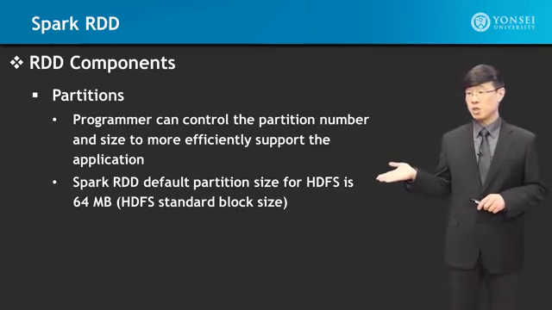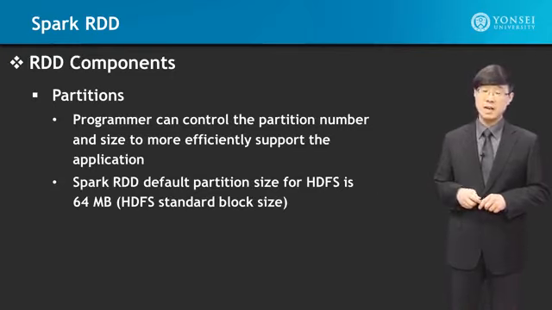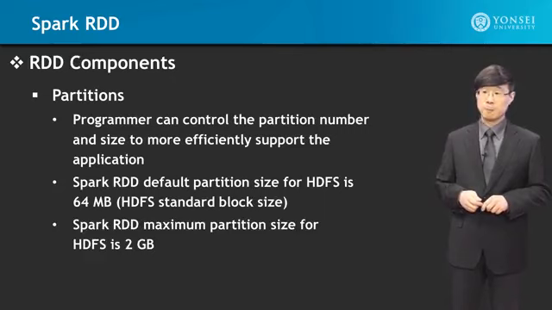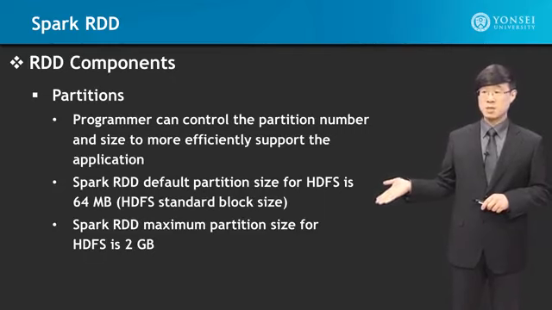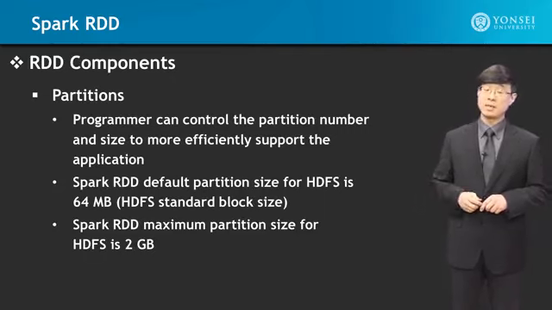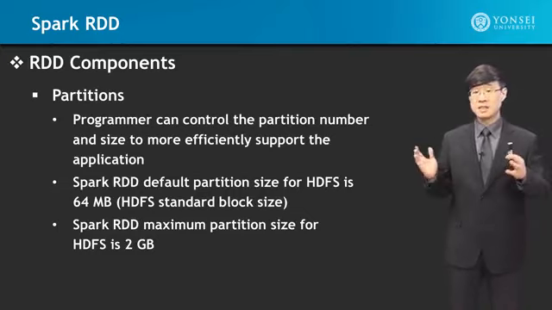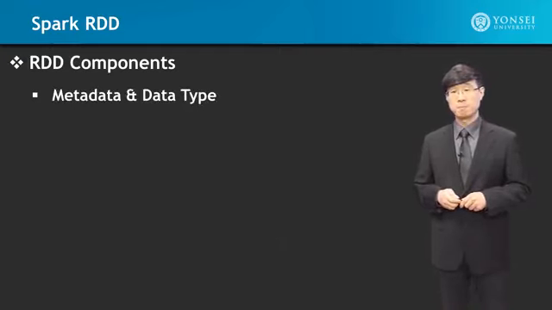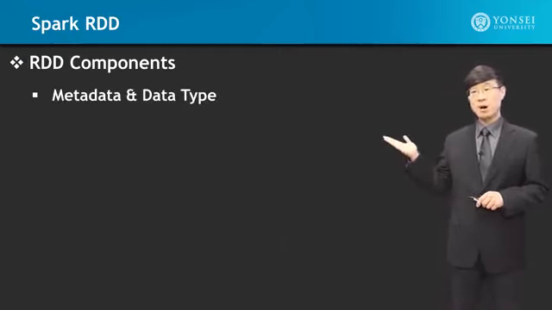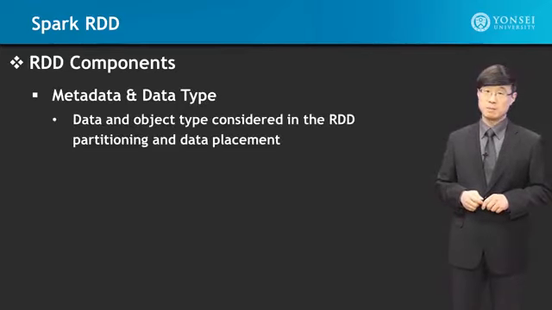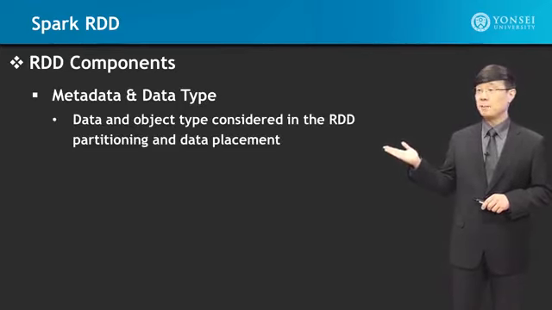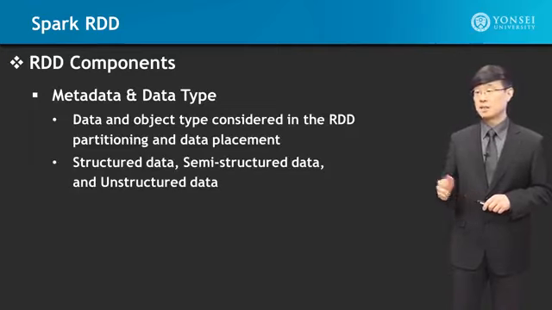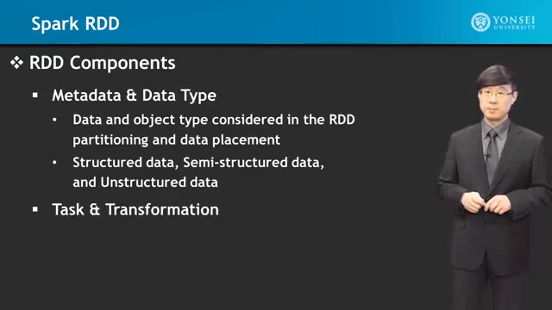Spark RDD default partition size for HDFS is 64 megabytes, which is the standard block size for HDFS. Spark RDD maximum partition size for HDFS is 2 gigabytes. Based on this, you can see the size of a partition and how it may operate within a system. Metadata and data types are considered in the RDD components. Data and object types considered in the RDD partitioning and data placement include structured data, semi-structured data, and unstructured data.